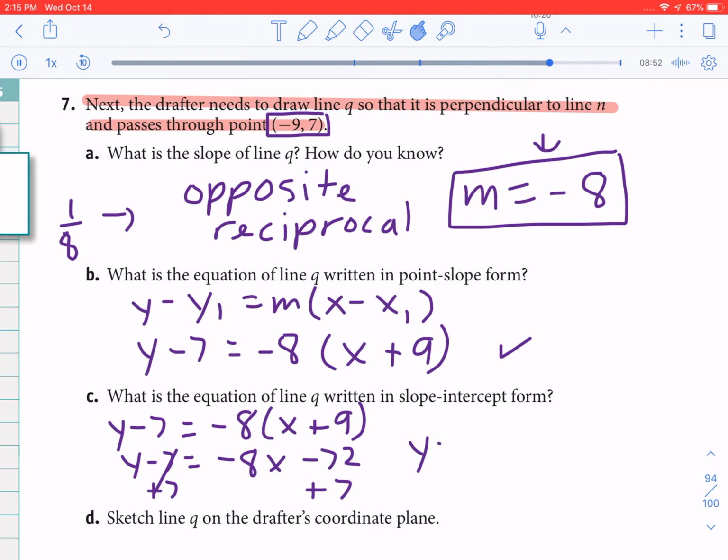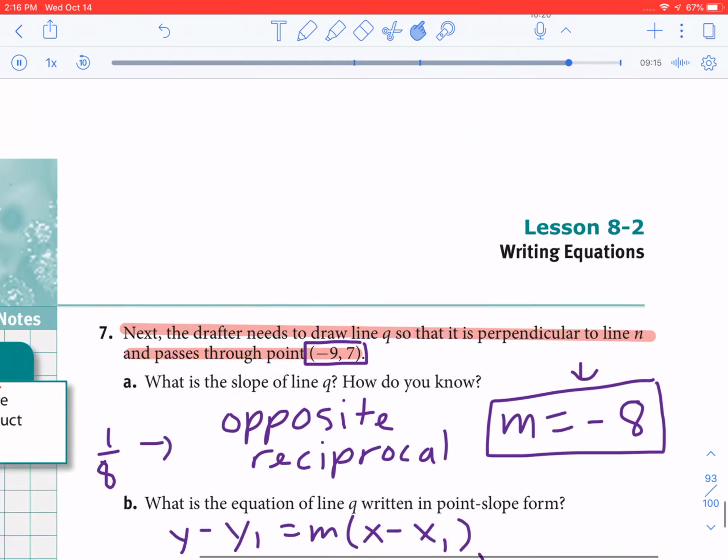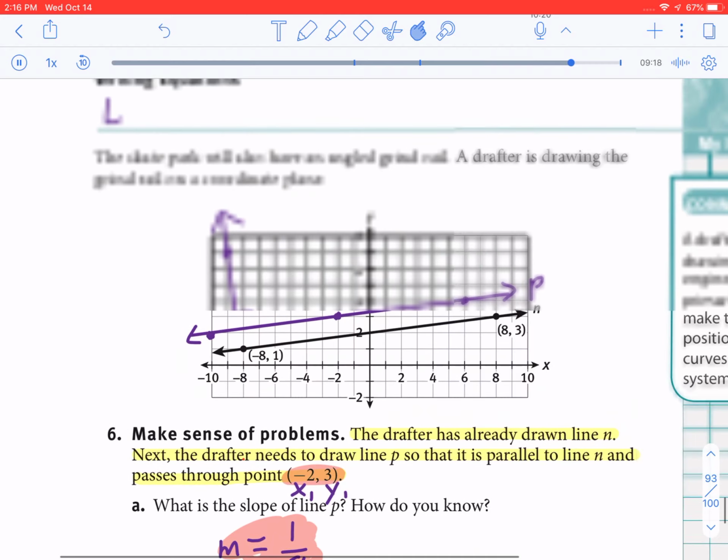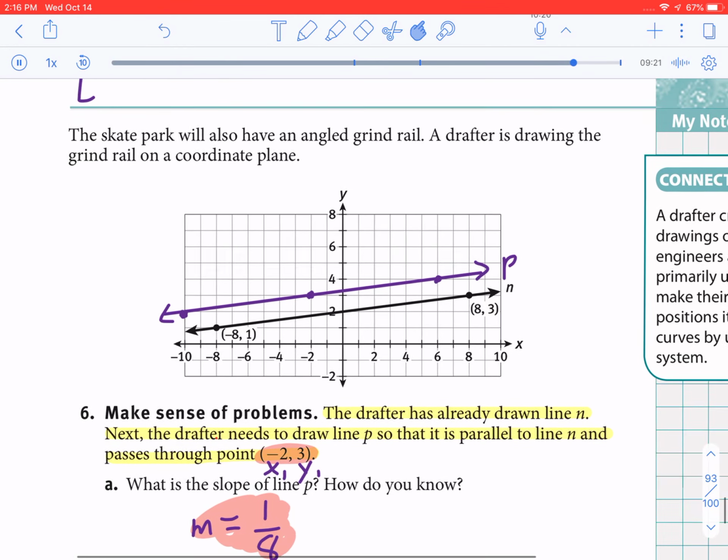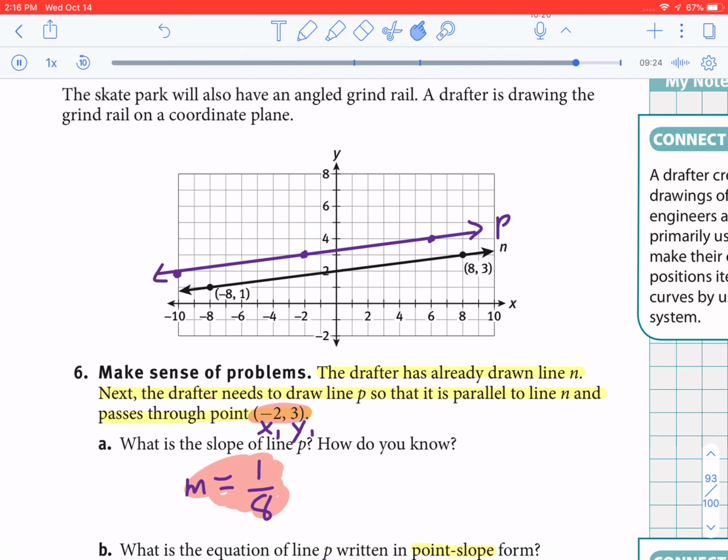And we end up with y equals -8x minus 65. Okay? Now, it turns out that equation is not all that convenient to graph. Okay? However, we know a point and we know a slope, right? And because we know those things, we go back to our graph that we started here. We know that there's a point at -9, 7, which is right here. We know the slope is -8.